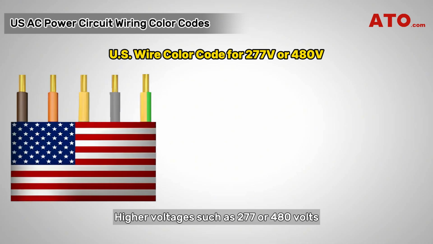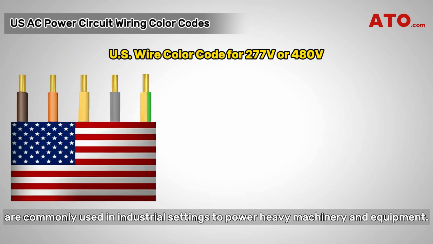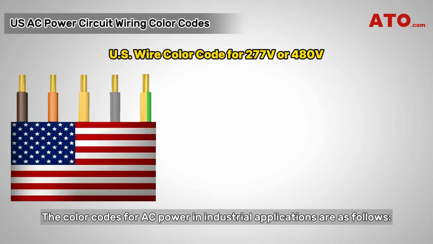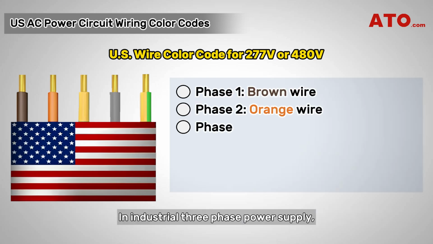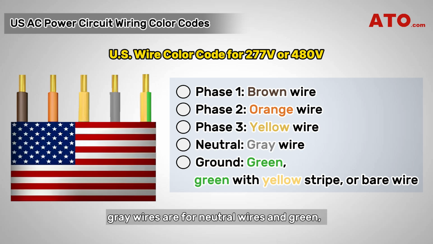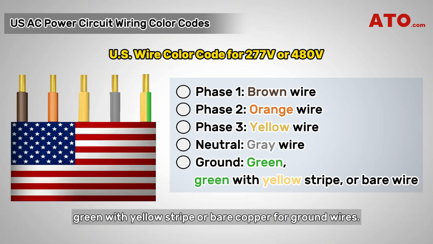Higher voltages such as 277 or 480 volts are commonly used in industrial settings to power heavy machinery and equipment. The color codes for AC power in industrial applications are as follows. In industrial three-phase power supply, the combination of brown, orange, and yellow wires are used as power conductors. Gray wires are for neutral wires, and green with yellow stripe or bare copper for ground wires.